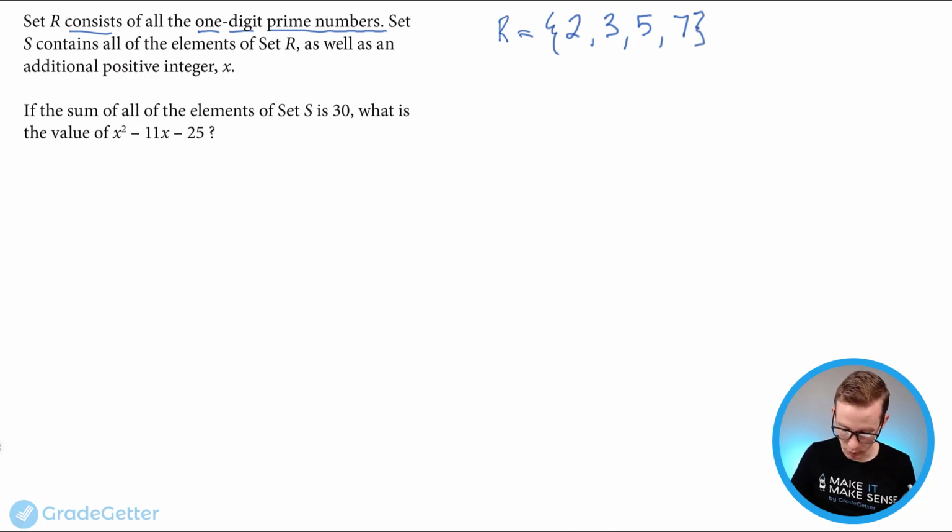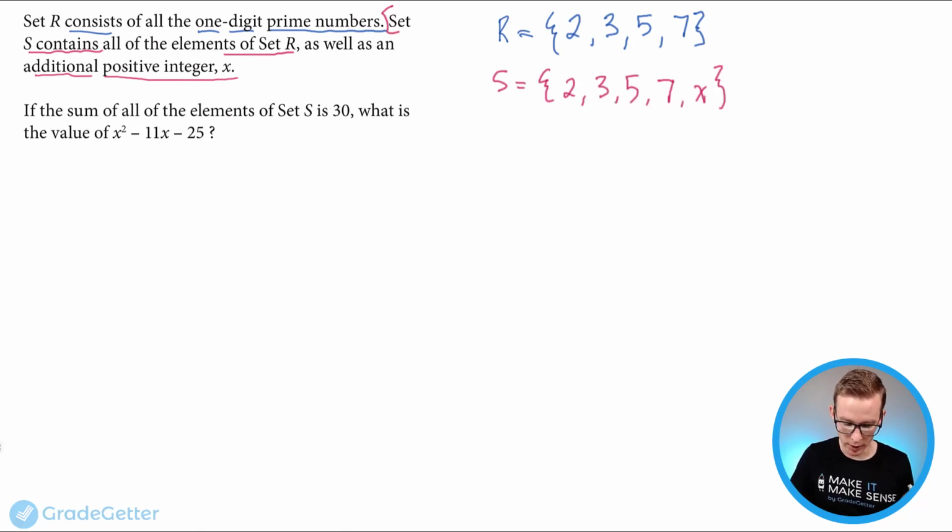Okay, now let's keep reading our problem. Then it says that set S contains all of the elements of set R, as well as an additional positive integer x. So we could write S like this. Okay, so this is how you'd write S. Here's x, that additional positive integer. We don't know what it is. Then it says here that if the sum of all of the elements of set S is 30, what is the value of x squared minus 11x minus 25?